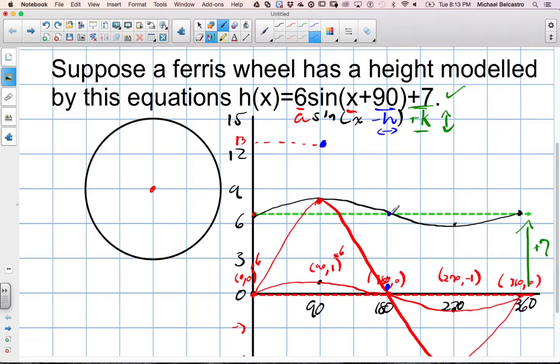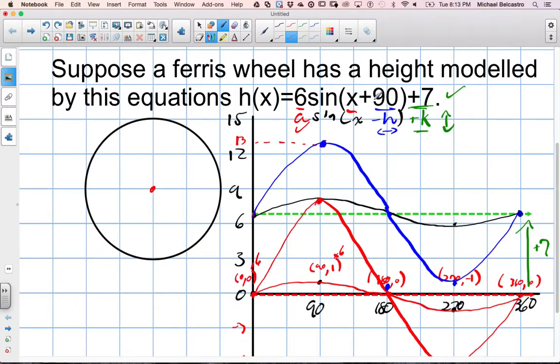Oops, sorry, this would be the middle. This would be down to 1, and that would be there. So now our stretch goes up 6 units, back to the middle, down 6 units, and back up again. Okay? And then that's our H check. Or no, sorry, not our H, that's our A. The last thing we do is our H.